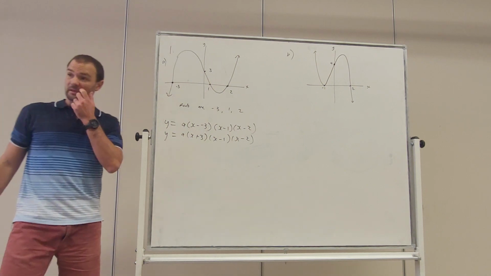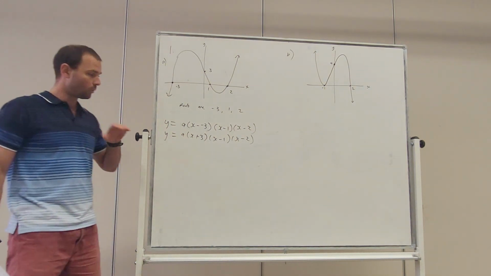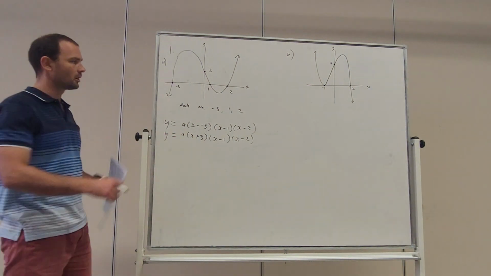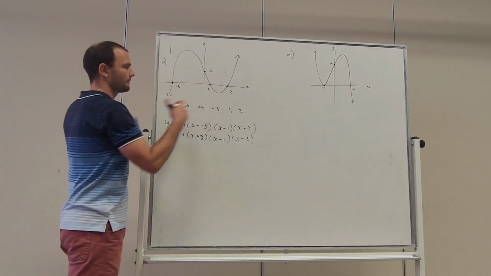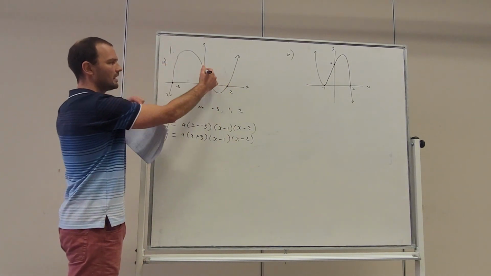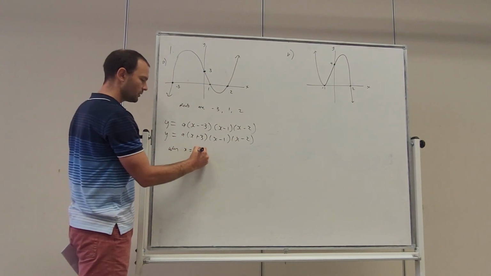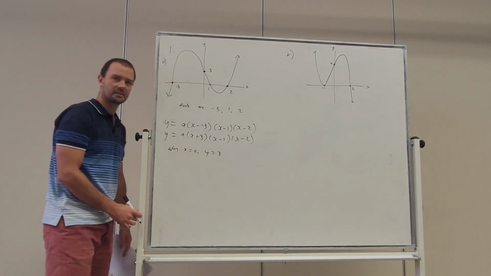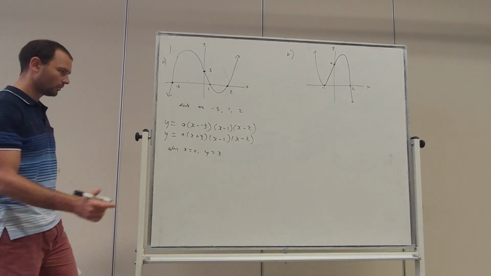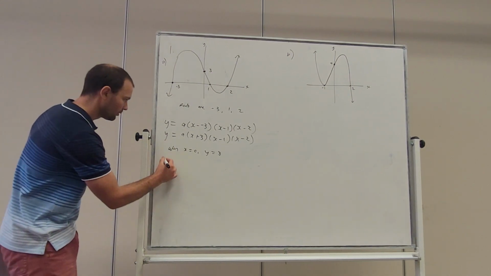And then just like we did with quadratics, we need to determine what's the value of a. So we can't use these three bits of information because we've already used it. We need to use any other piece of information. We'll go with this one. When x is 0, y is 3, the y-intercept is 3, so we'll put, is it 3? Yep. Put that in.